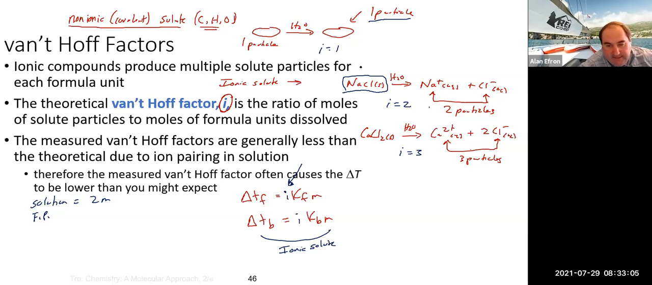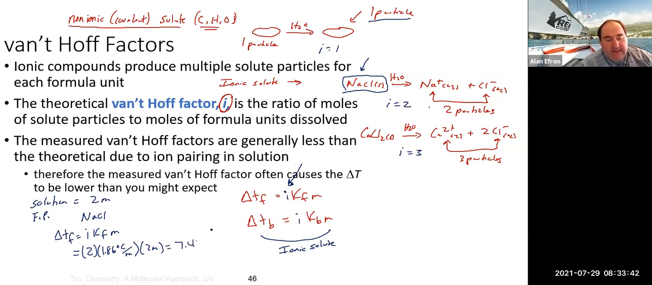Let's say it was sodium chloride. If we did our change in freezing point temperature, which would be i times Kf times m, taking into account i, which would be 2 for sodium chloride, the Kf, 1.86 degrees Celsius per molality, times my made up 2 molal, we end up with a change in temperature of 7.44 degrees Celsius. So a sodium chloride solution with this arrangement will not freeze at 0 degrees, but at minus 7.44 degrees Celsius.